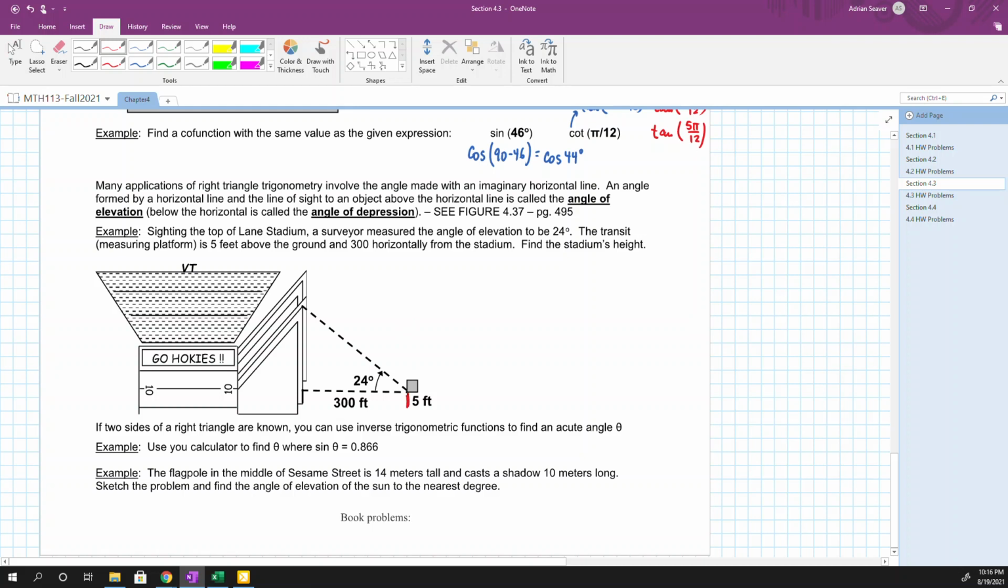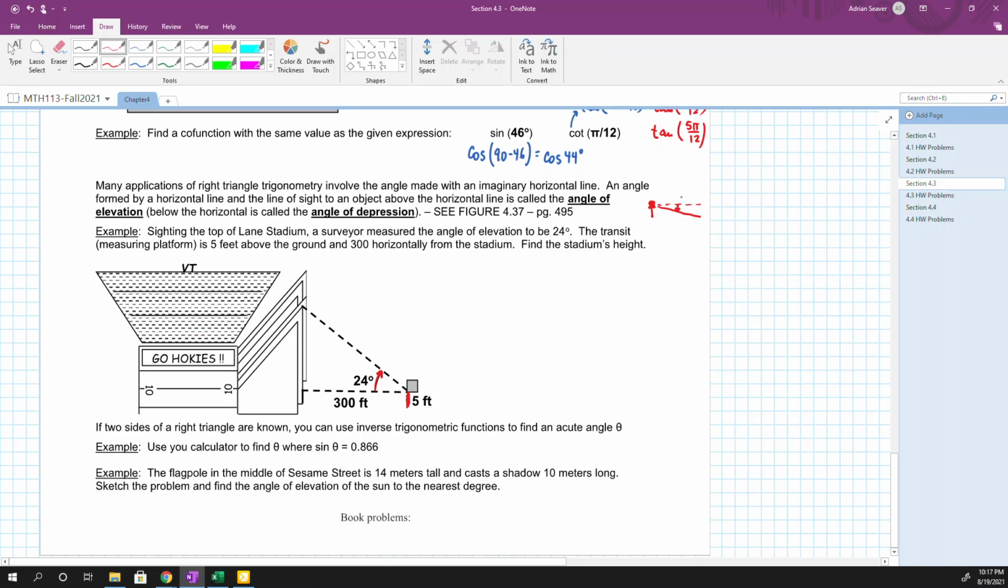I've got a platform, a surveyor's platform, and we're going to say it's 5 feet up. From that 5 feet up, if I draw a perfect horizontal level line from that line of sight, and I also sight a point that's above, that angle here, 24 degrees as it's given, is considered an angle of elevation. If instead, here's my horizontal, and I'm looking down, that angle is called an angle of depression, right? Because it's going lower.